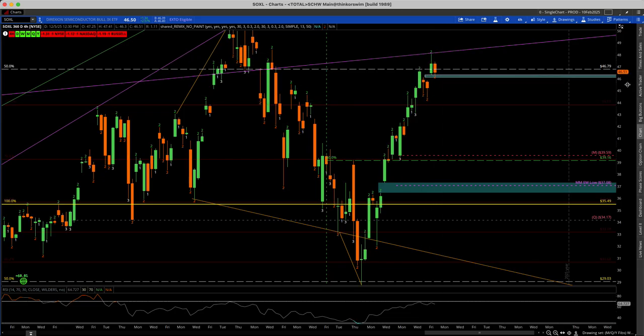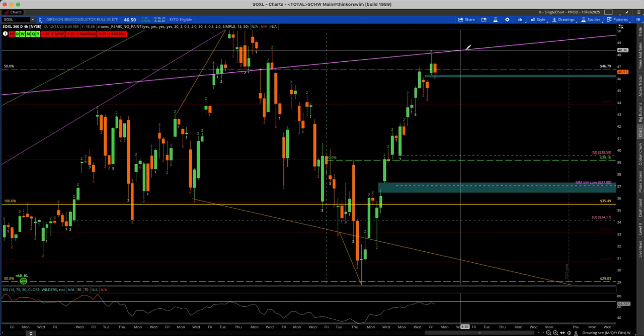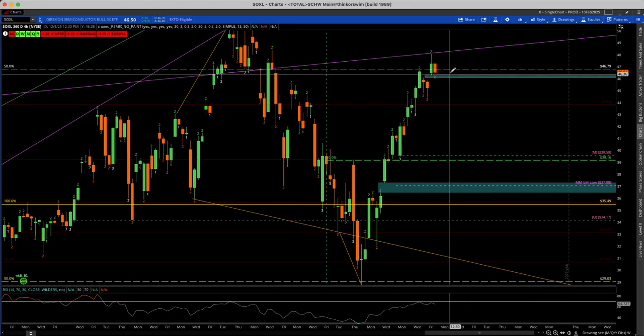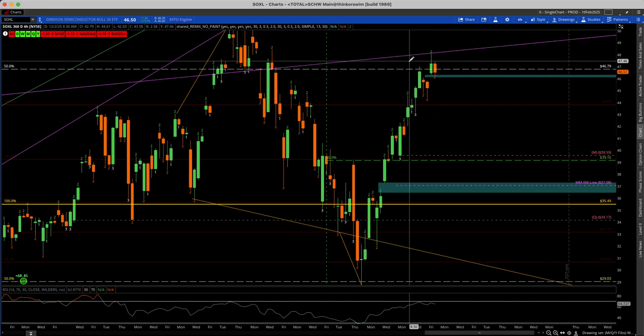One thing we do need to continue to, well, not one thing, a couple things we need to continue to keep an eye on. It looks like we've wicked off of this weekly broadening formation, basically to the cent. But the main thing is the weekly broadening formation and last year's 50% level.